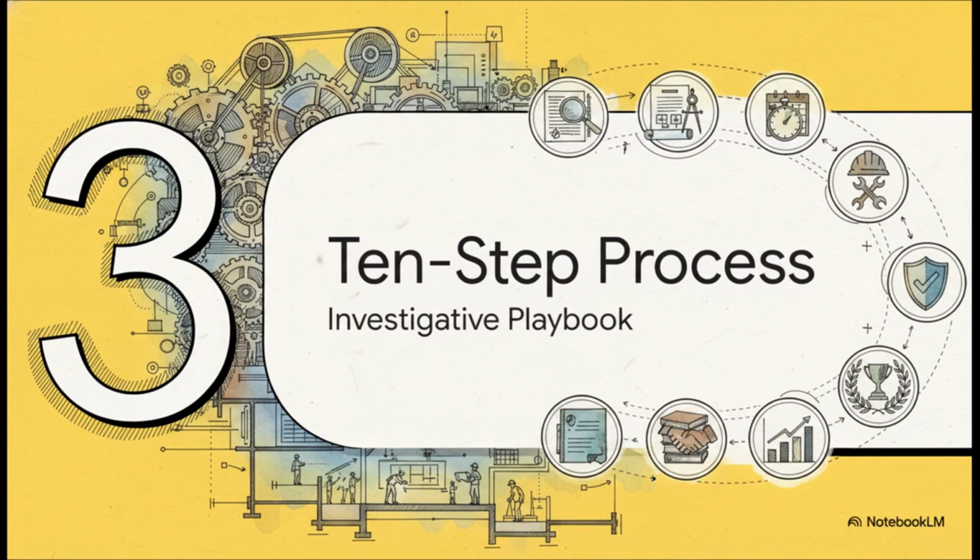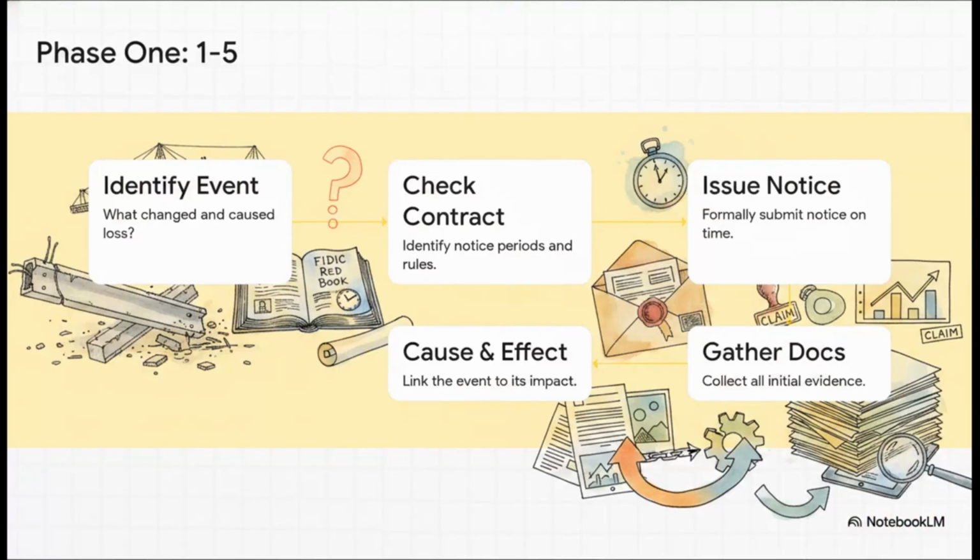All right, Section 3, the 10-step process. Let's look at the actual investigative playbook. So Phase 1 covers the first 5 steps. You kick things off by identifying the exact event that triggered the loss, literally asking, what changed and whose risk is this? Then you immediately check your contract, like the FIDIC Red Book, for example, to lock down your notice periods. Step 3 is formally issuing that notice on time to the right people.